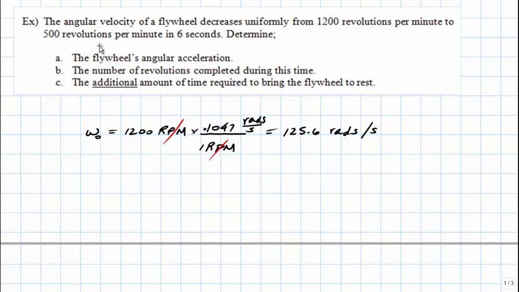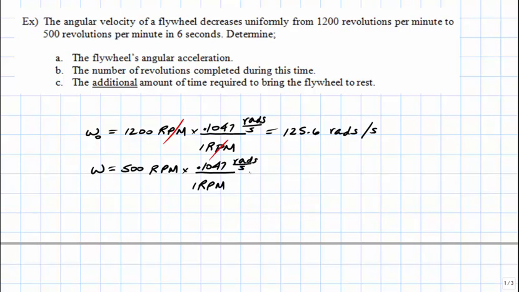Likewise, the 500 revolutions per minute refers to the object's final angular velocity, which is denoted by omega. And so omega equals 500 RPM, and that also needs to be converted to radians per second, so we'll use the same conversion factor. 1 RPM equals 0.1047 radians per second, and the result equals 52.35 radians per second. Let's also note that the time is given as 6 seconds.